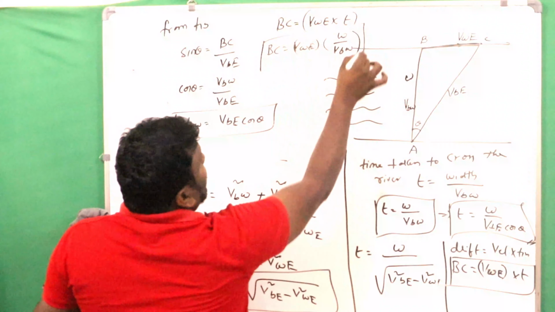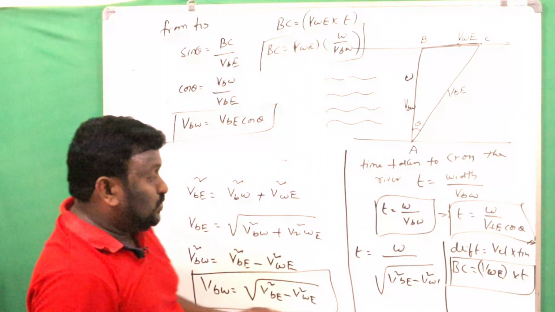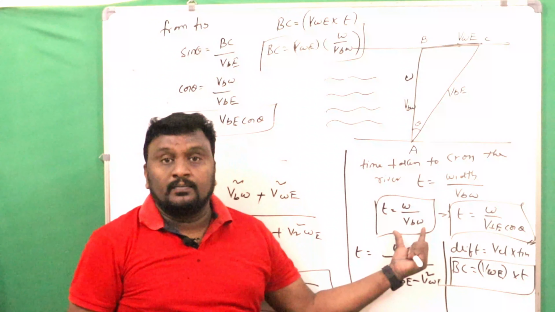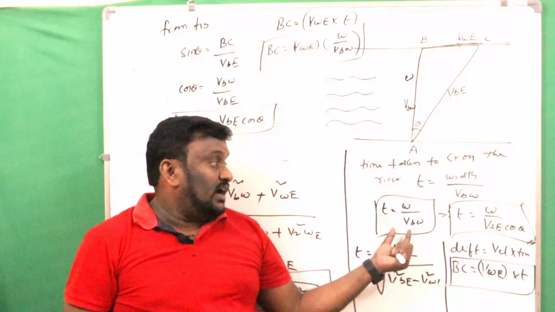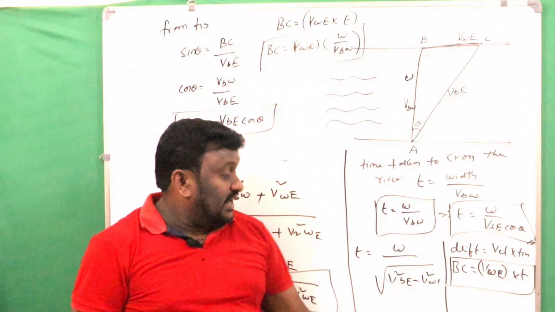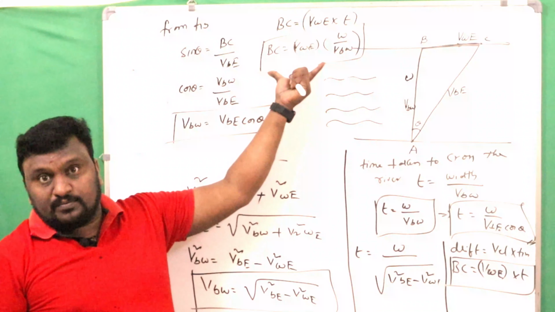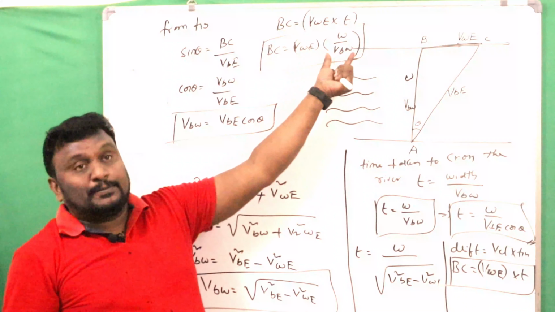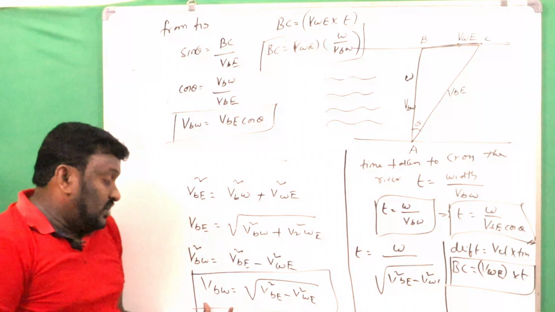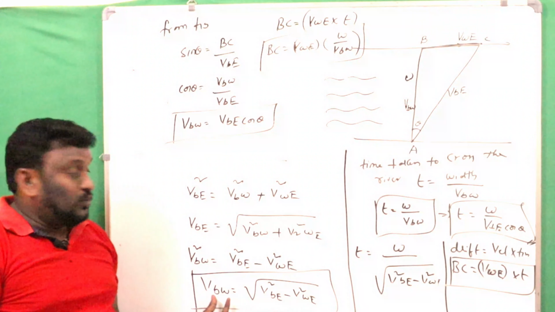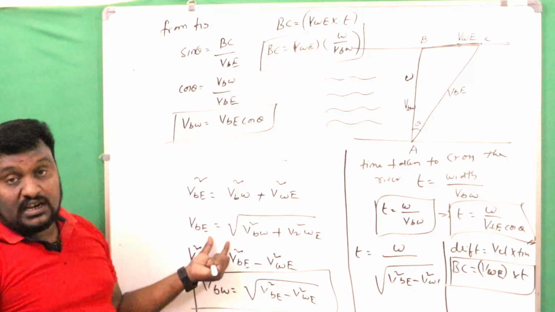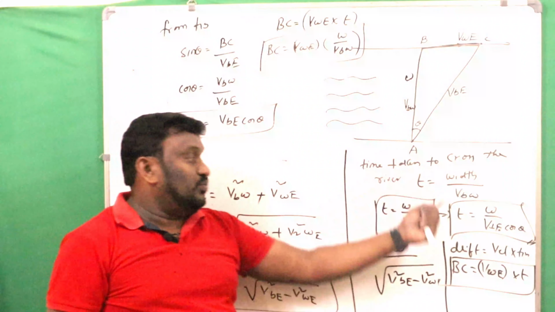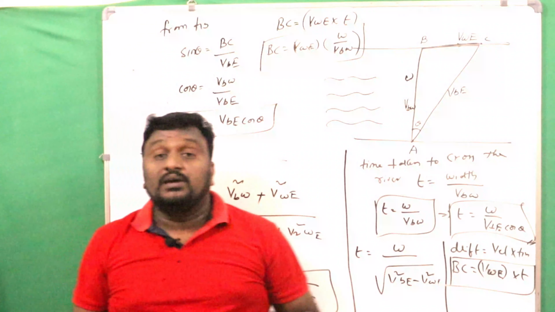So in this way we will find out the drift. This is the expression for time taken to cross the river from one side to the other side in terms of angle. And this is the expression for drift: velocity into time. And this is the expression for velocity of boat with respect to water. And this is the velocity of boat with respect to the earth or ground. So these are the formulas we have to use while solving any problems.